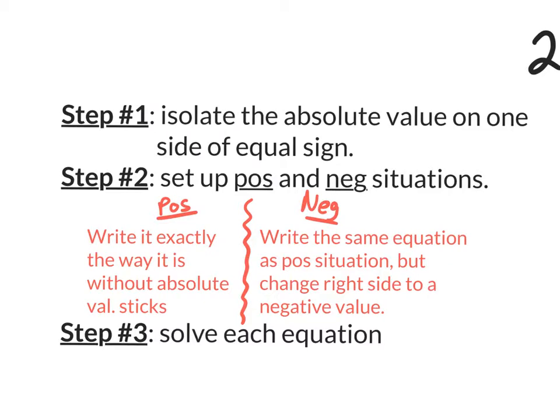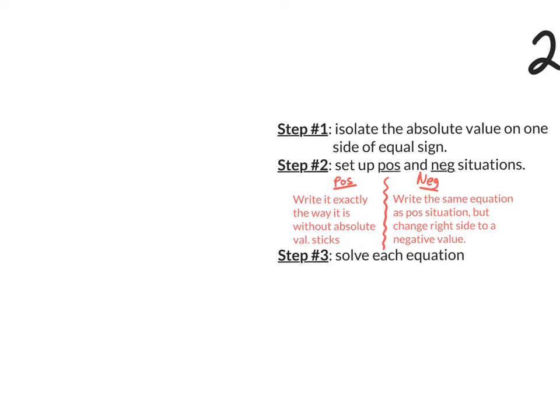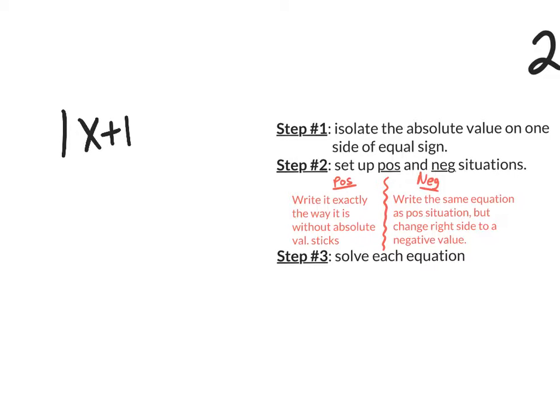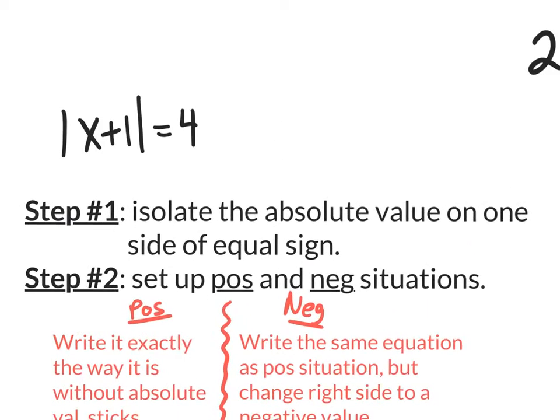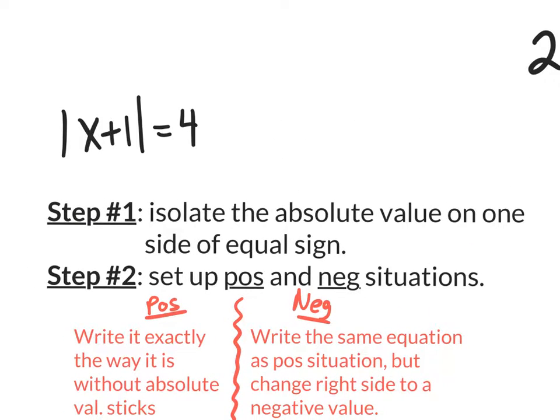So let's start with something really simple. Let's say we had the absolute value of x plus 1 equals, give me a number. 4. Okay. So step 1 says isolate the absolute value on one side of the equation. So here's the absolute value. Is it by itself on the left side of the equal sign, or do I have a 2 out in front, or do I have a plus 5 at the end? Isn't this absolute value by itself on the left side of the equal sign? Yes. So step 1 is done for us.